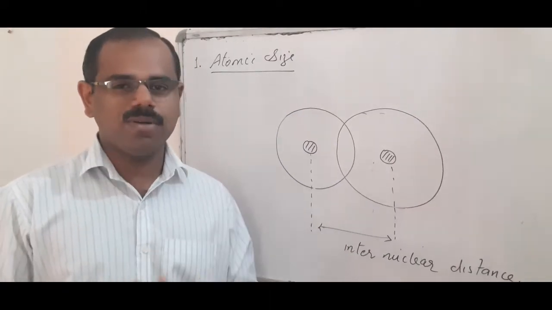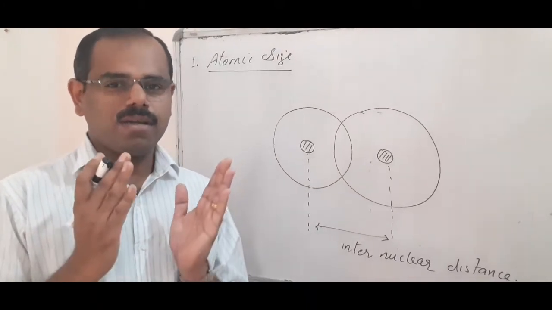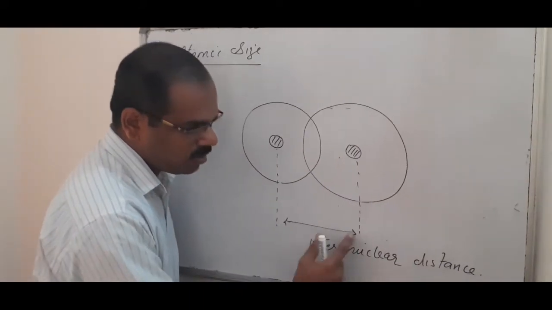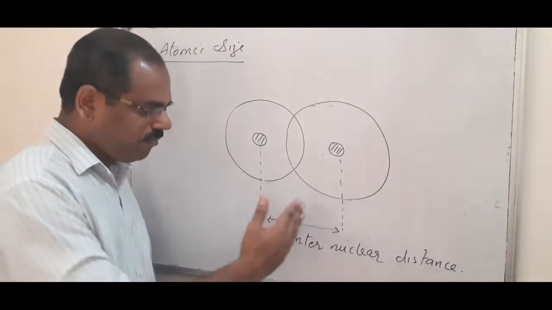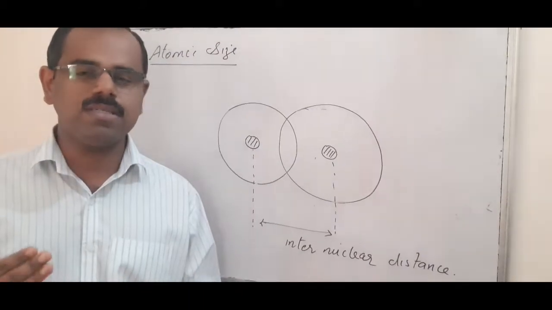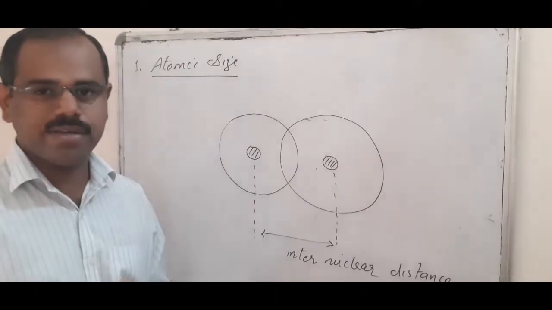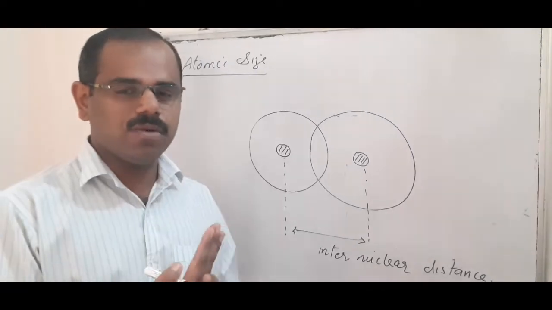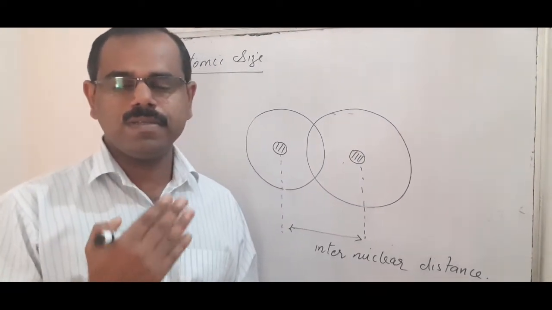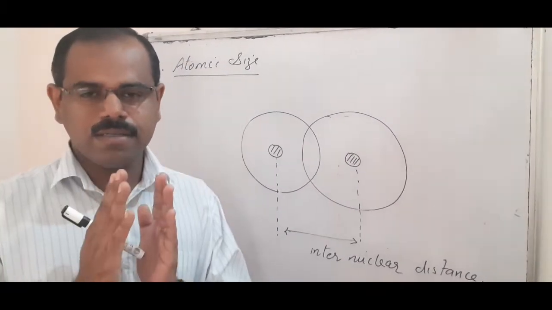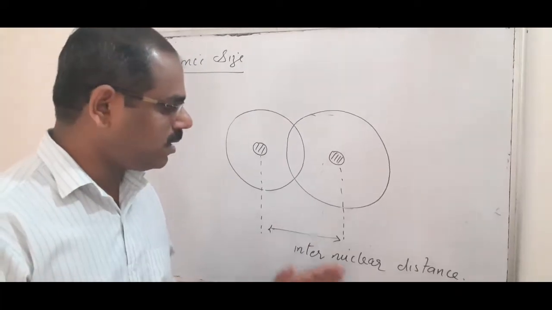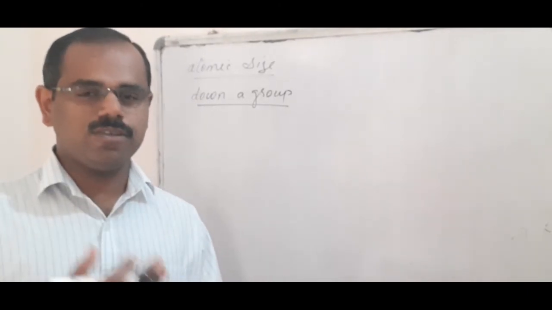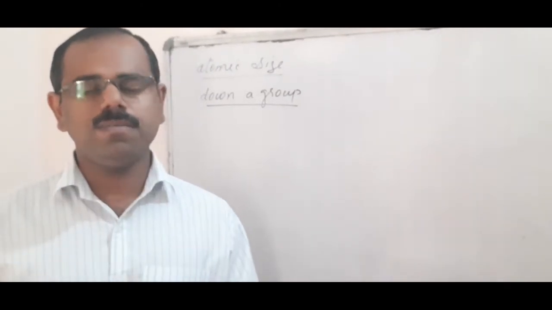When we consider a molecule, it is a combination of atoms. It is called the internuclear distance. Half of the internuclear distance can also be called the atomic radius. That means while considering a molecule, atomic radius is half of the internuclear distance. We consider the tendency of atomic size down a group and across a period.